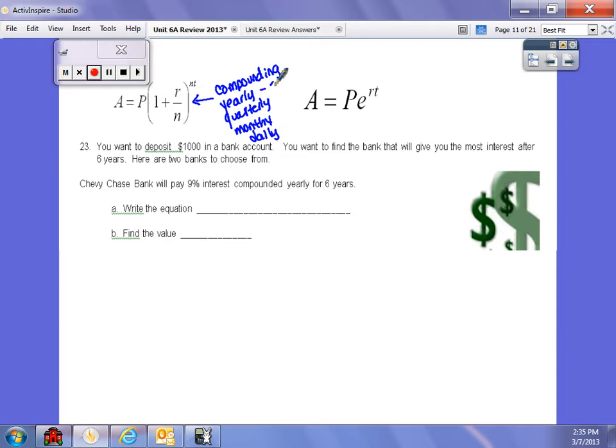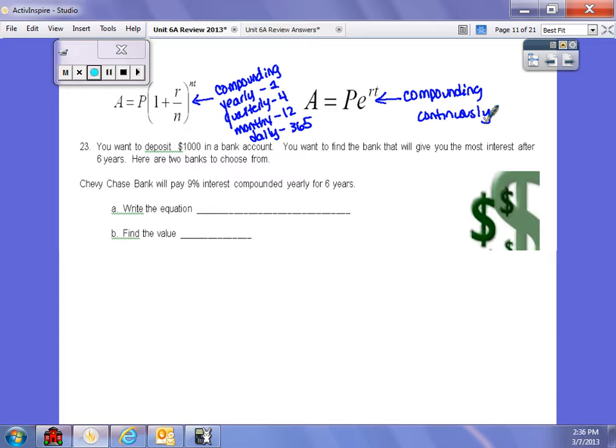So yearly is once a year. Quarterly is 4 times a year. Monthly is 12 times a year. And daily is 365 times a year. The PERT formula is used when you're compounding continuously. So anytime you see the word continuously in the word problem in terms of compounding, you would use the PERT formula. These 2 formulas are usually used for bank accounts, savings, things like that.